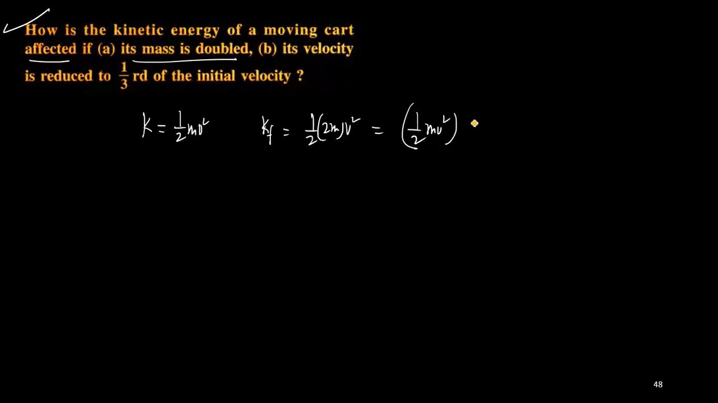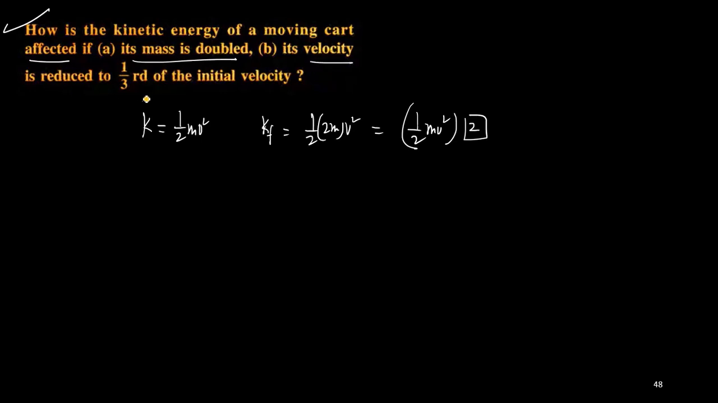So how is the kinetic energy of a moving car affected if the mass is doubled? Initially, kinetic energy is equal to half m v square. K final should be equal to how much? Half into 2m into v square. That means you can say half m v square into 2. So the final kinetic energy is 2 times the initial kinetic energy. So it will be increased by 2 times.